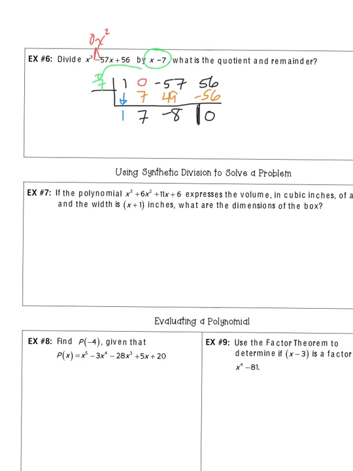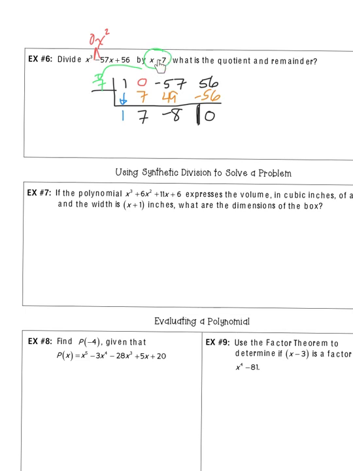So again, here's the process. I took the coefficients only, I dropped all the variables and exponents, and I put them here. What I'm dividing by, I flip the sign and put it here. Now, here's a caveat, though. They gave me the linear factor x minus 7. What if they had just given me the root of 7? They only said divide by 7.